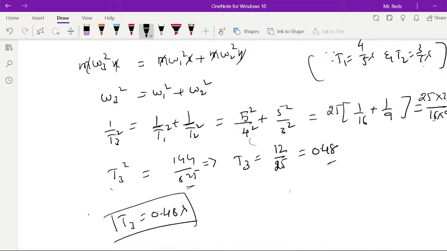When individual forces are acting, the periods are these. When both forces act simultaneously in the same direction, the new period will be this much. In decimals, 4/5 means 1/5 is 0.2, so 0.8, and 3 into 0.2 is 0.6, so 0.8 and 0.6 seconds. Here it reduces. That's the effective time period.